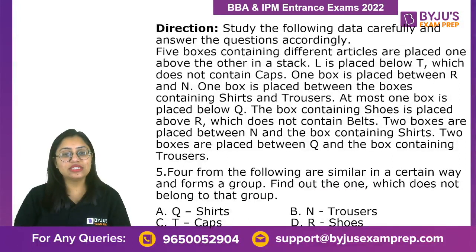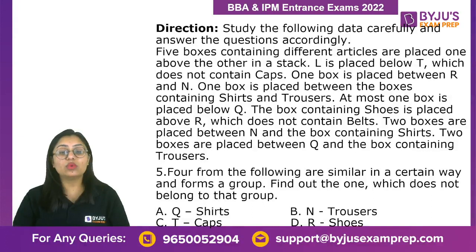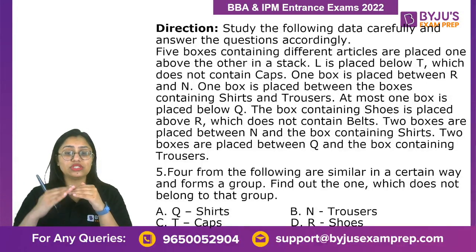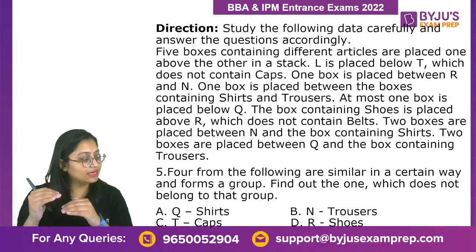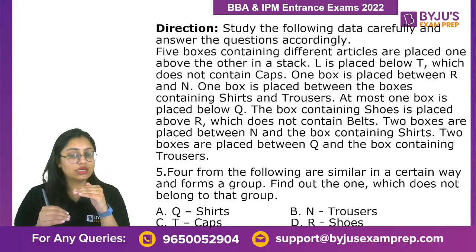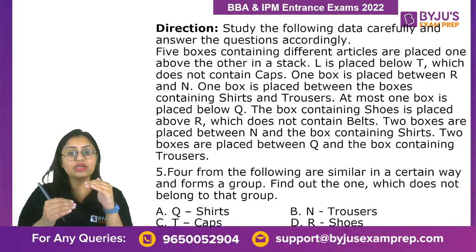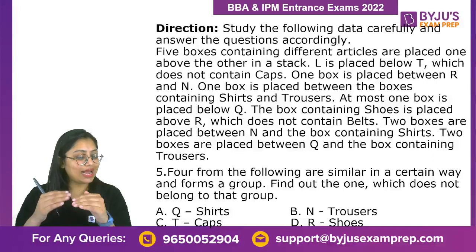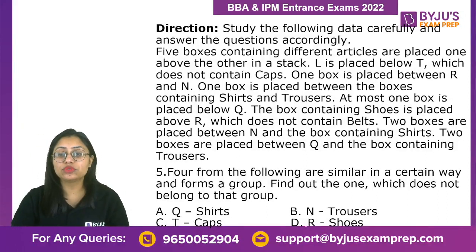Last question on this. 4 from the following are similar in a certain way and form a group. Find out the one which does not belong to the group. So if I take a look at Q and shirts, Q is the last box, and just above the box is having shirts. N is the top box, and just below it there are trousers. T contains trousers, and just below it we have caps. R contains caps, and shoes are 1 box above. So option D is the odd one out.